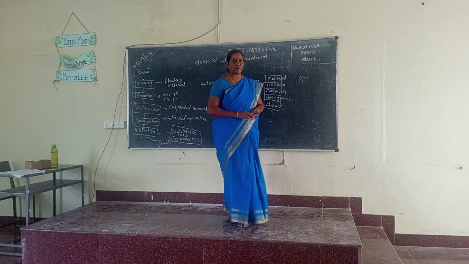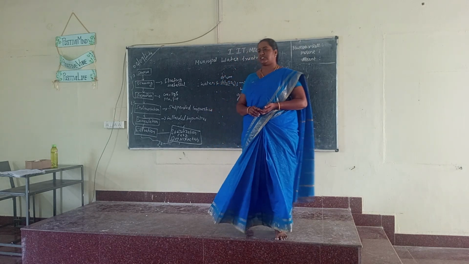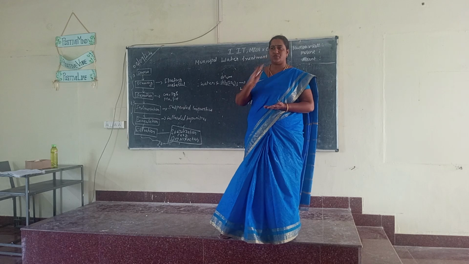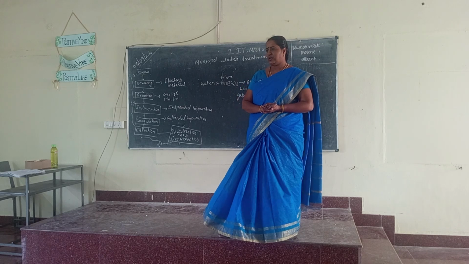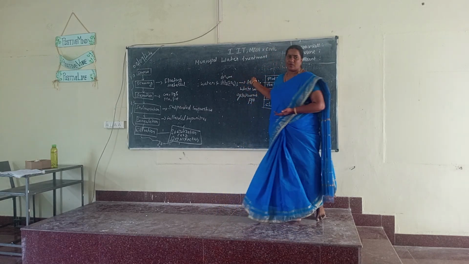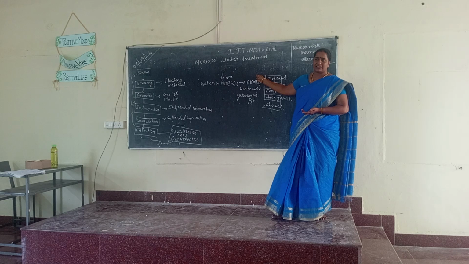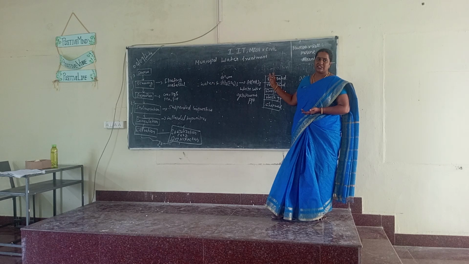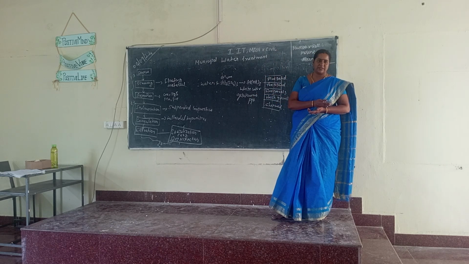Coagulation is the process of removing colloidal impurities. Colloidal impurities means particles having a size of 10 power minus 4. So we add alum to the water. The alum is nothing but aluminum sulfate. It is converted into aluminum hydroxide, which is a white, gelatinous precipitate. It settles down, and we can remove it by the filtration process.